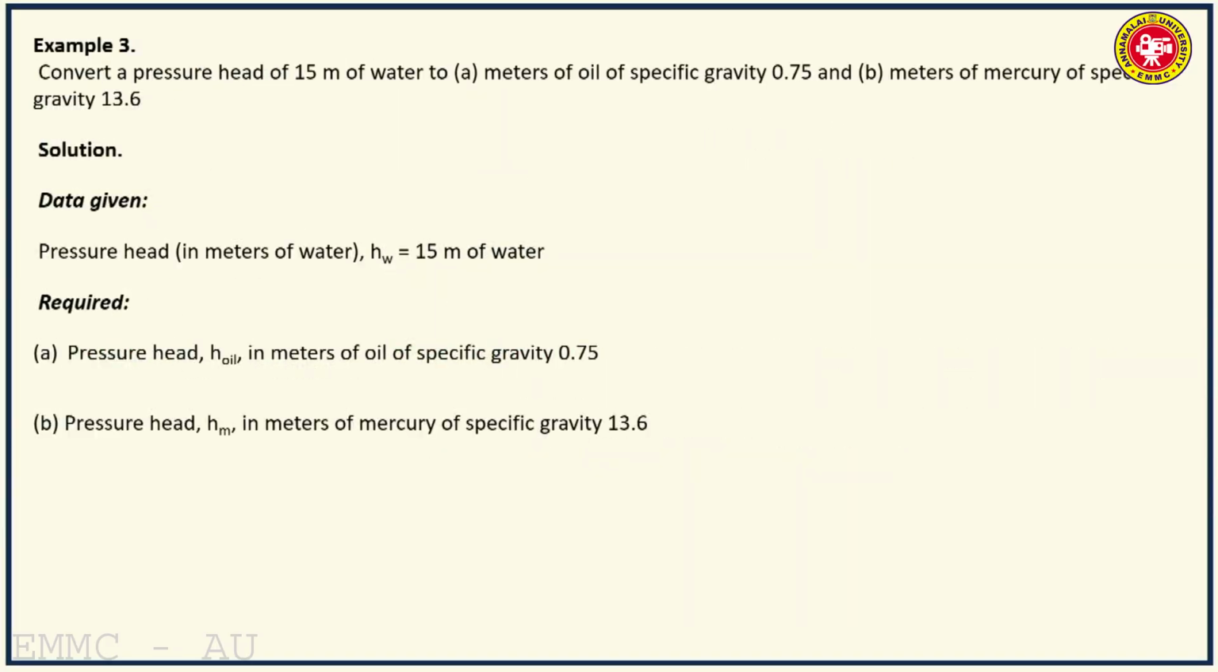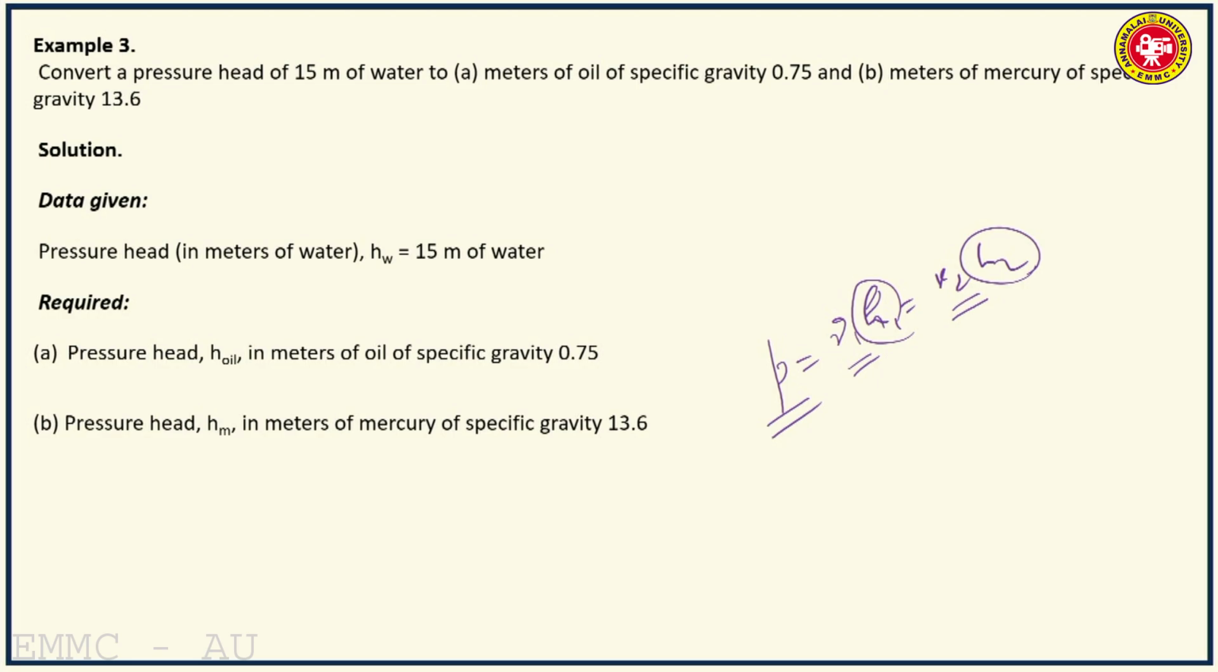So, the last problem for this session: convert a pressure head of 15 meters of water to meters of oil of specific gravity 0.75 and meters of mercury of specific gravity 13.6. We know, as already discussed in module 1, that P is equal to gamma 1 H1 equal to gamma 2 H2. That is, to exert a pressure intensity of P Newton per meter square by two different liquids of different specific weights, gamma 1 and gamma 2, what is the depth of liquids required? So, that is the concept.